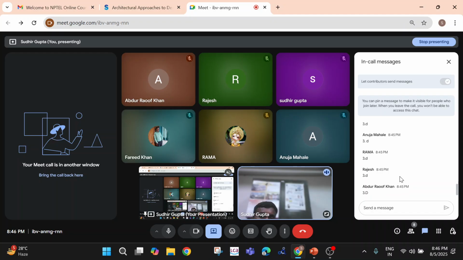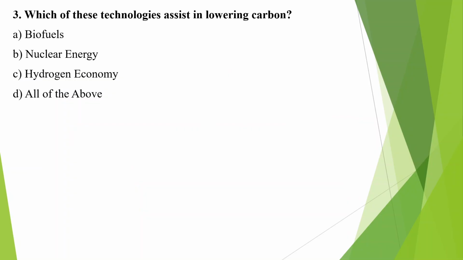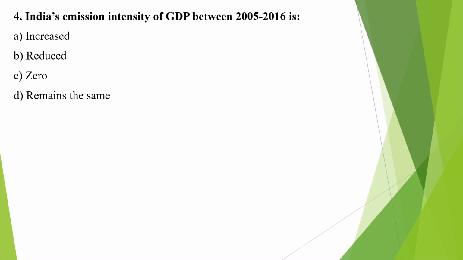So D, yeah. All of you have opted option D, and it is all of the above, which means all the technologies that have been mentioned here, like biofuel, nuclear energy, and hydrogen economy. All these technologies are considered as low carbon or carbon neutral alternatives to the fossil fuels, and they will be helping in reducing the greenhouse gas emissions. Correct. So let's move to the fourth question then.